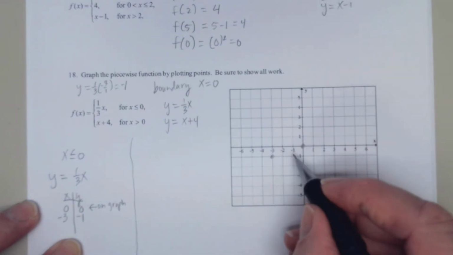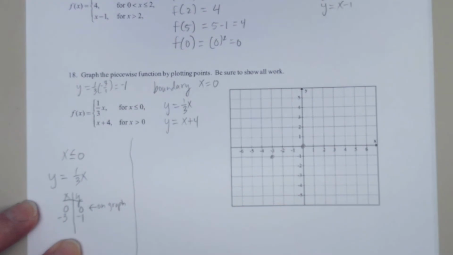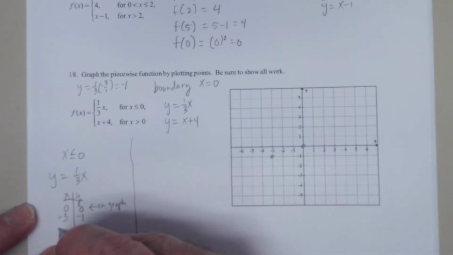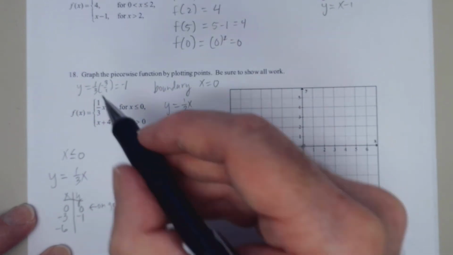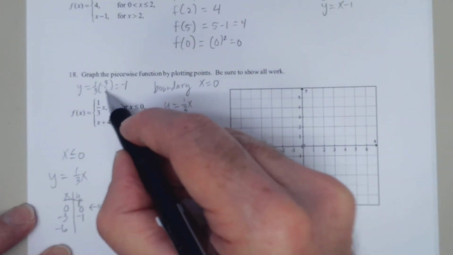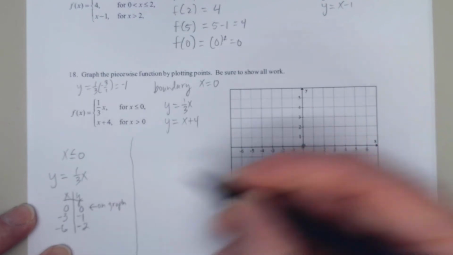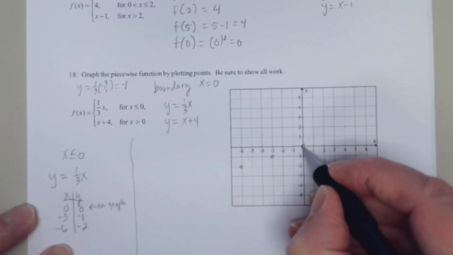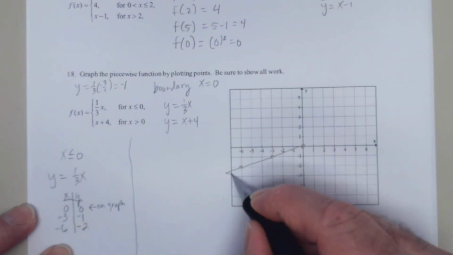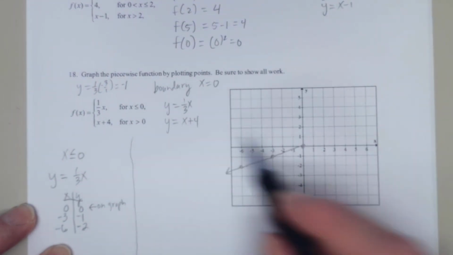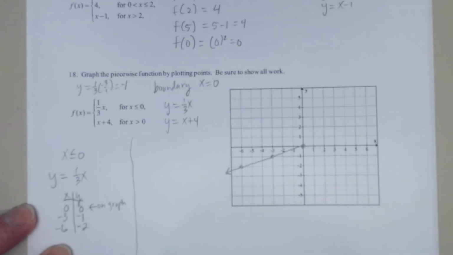And honestly, we could go ahead and draw that line if we're confident our work is correct, but it doesn't hurt to find one more point. Let's try plugging in negative 6. If you put a negative 6 in here, you'd have negative 6 over 3, and you're going to get negative 2. And so that would be here. And you can see our graph looks like that when x is less than or equal to 0. It's just that piece of the line, y equals 1/3 x.